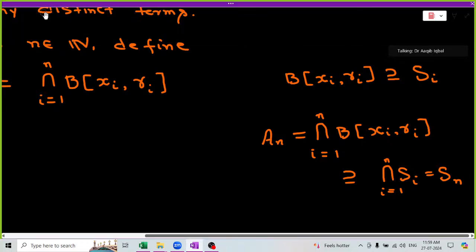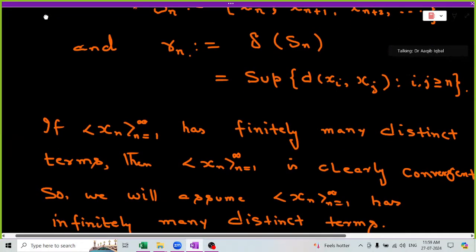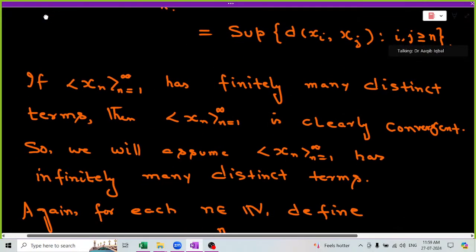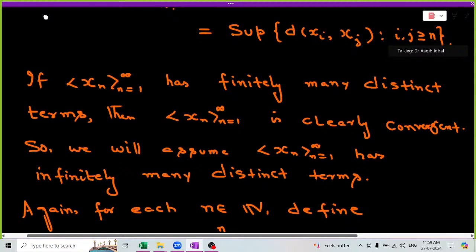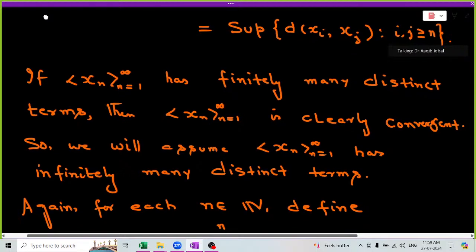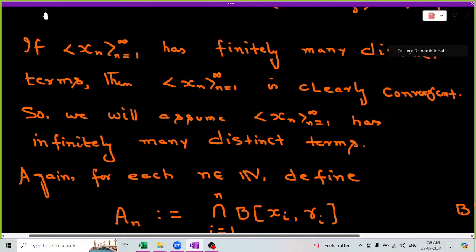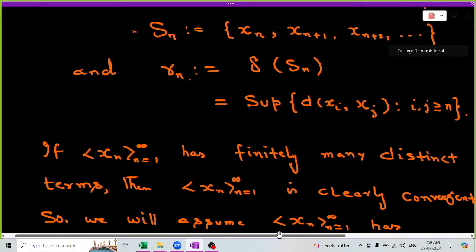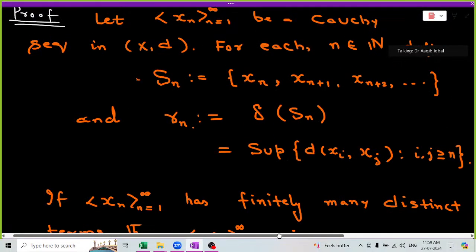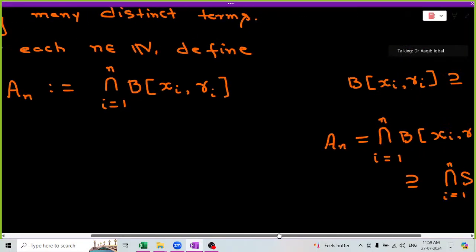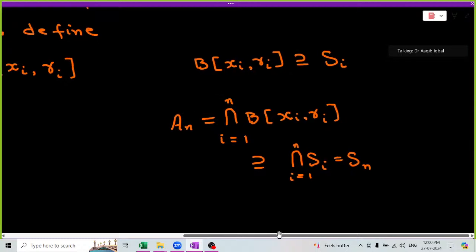Without loss of generality, we are assuming that XN has infinitely many distinct terms. We wrote this and ensured it, so we can assume this has infinitely many terms. Under this assumption, these SNs are actually infinite sets. So clearly these ANs are also non-empty. You just have to ensure this somehow. B(XI, RI) contains SI, and this is also easy.